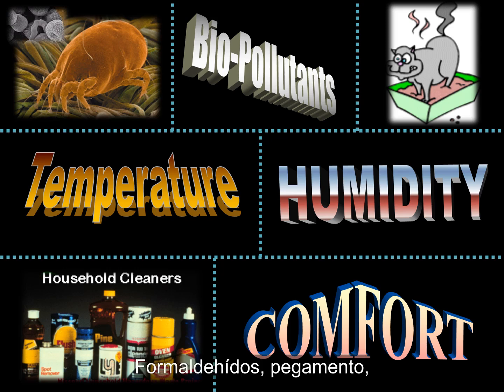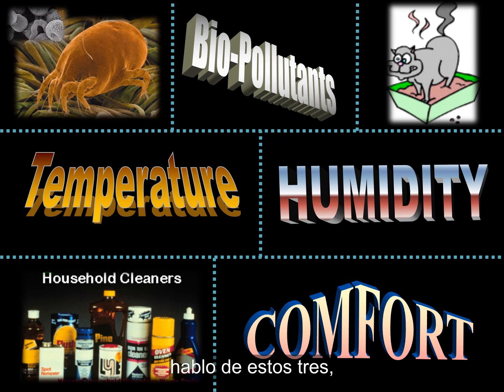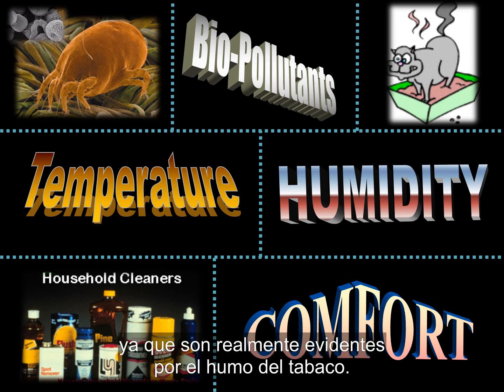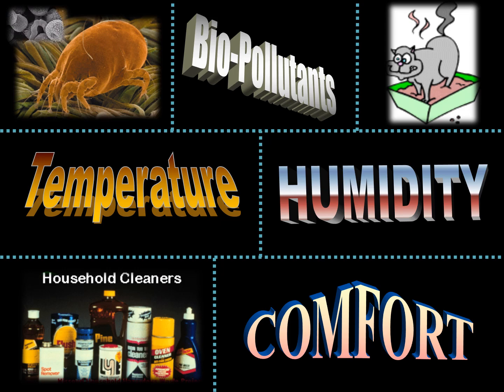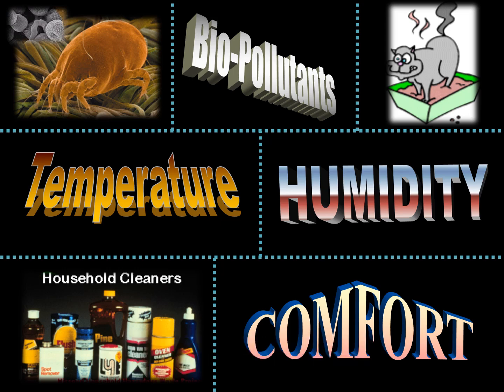Formaldehyde, glues, OSB, carpeting, all of these things put off gases. Some of them we smell, some of them we don't smell. Usually at this point when I'm talking about indoor air quality, I talk about these three as they're really evidenced by secondhand smoke. A single cigarette produces over 4,000 chemical gases, 43 of which are carcinogenic.